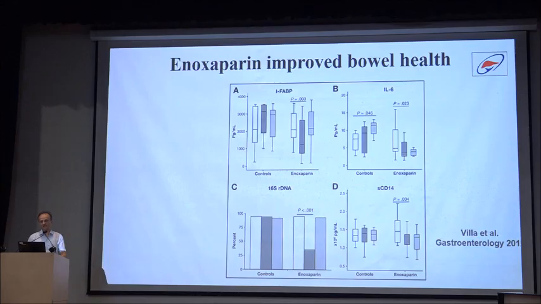Also, it improved the gut health. For example, this is the intestinal fatty acid binding protein, which is a marker of intestinal enterocyte death. It reduced significantly by 48 weeks. The marker of inflammation, IL-6, also reduced. The 16S ribosomal DNA, the marker of microbial translocation, also reduced in the enoxaparin arm at 48 weeks. And the soluble CD14, which is a marker of the host response to microbial translocation, also reduced in the enoxaparin arm.